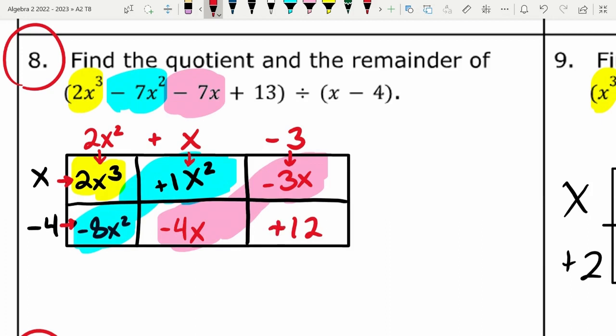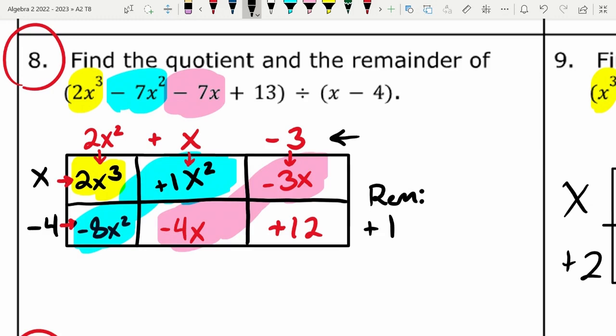Well, positive 12, excuse me. A negative times a negative would be a positive 12, okay? But we want a positive 13, which means that we need to add 1, and this would be our remainder, a remainder of 1, okay? The answer itself is right here.